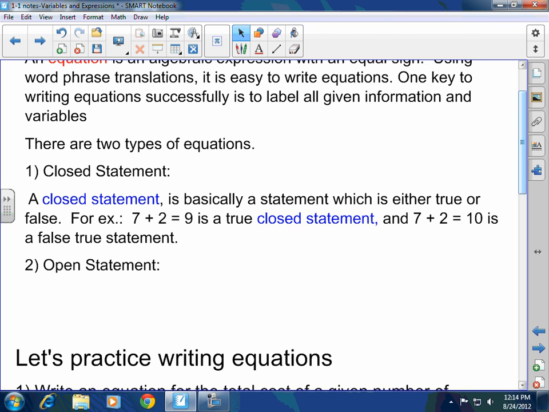7 plus 2 is 9 or it's not 9. That is true. Over here, though, 7 plus 2 is 10. That is false. Not a false true statement. Hello. That is a false closed statement. I apologize about that typo.